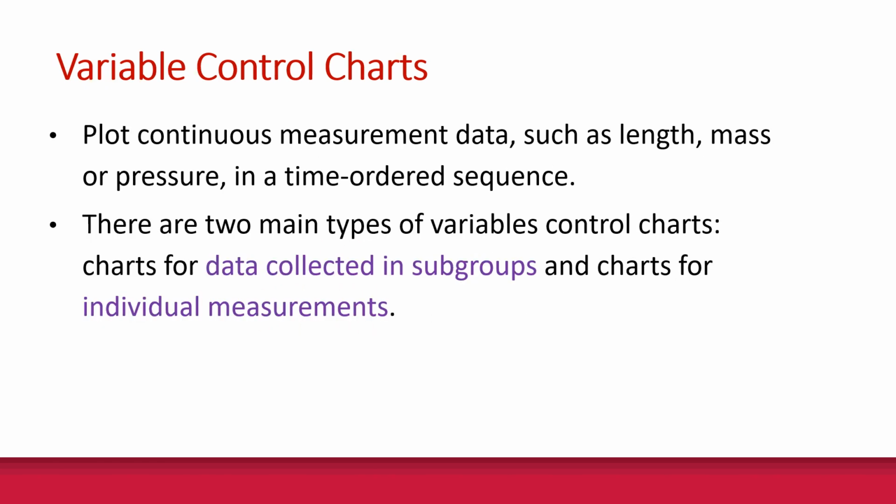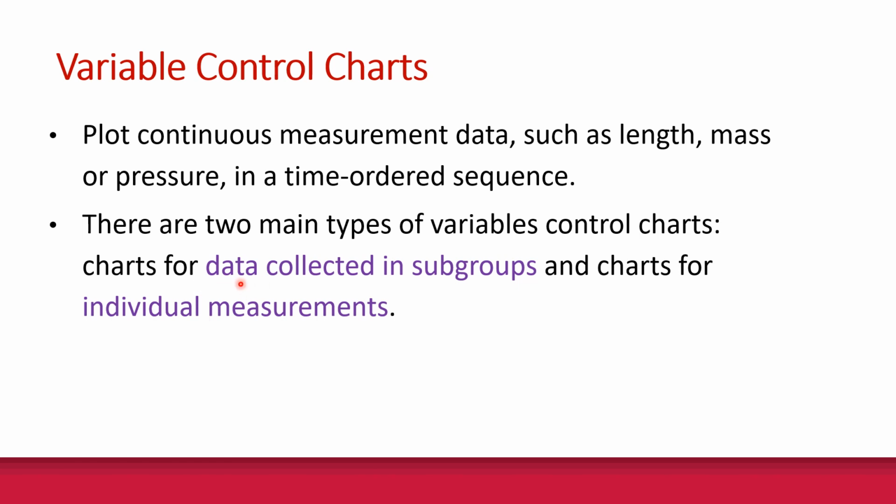In this module, we'll be taking a look at what's known as variable control charts. Again, these plot continuous measurement data, such as length, mass, or pressure, in a time-ordered sequence. There are two main types of variable control charts: charts for data collected in subgroups, which we'll discuss primarily, and charts for individual measurements.